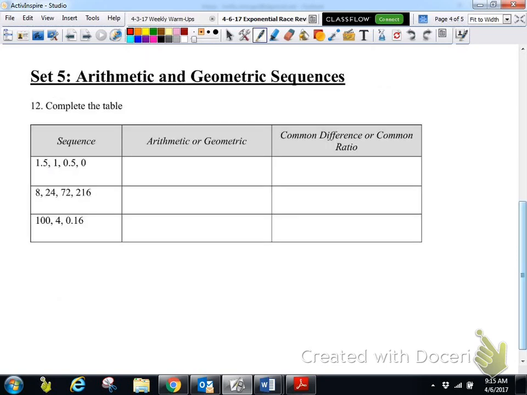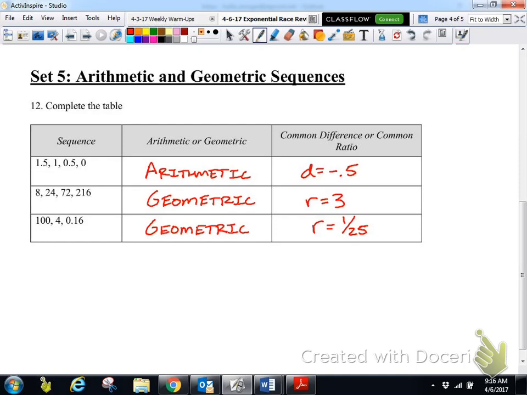Now go ahead and look at these sequences for a second. Identify them as arithmetic or geometric, and see if you can find the common difference or common ratio as well. I'm not asking you to write the equation on these problems. Alright, so we can go ahead and check our answers.